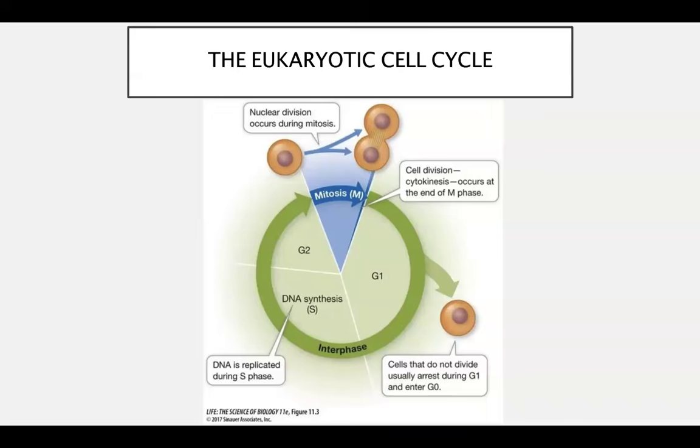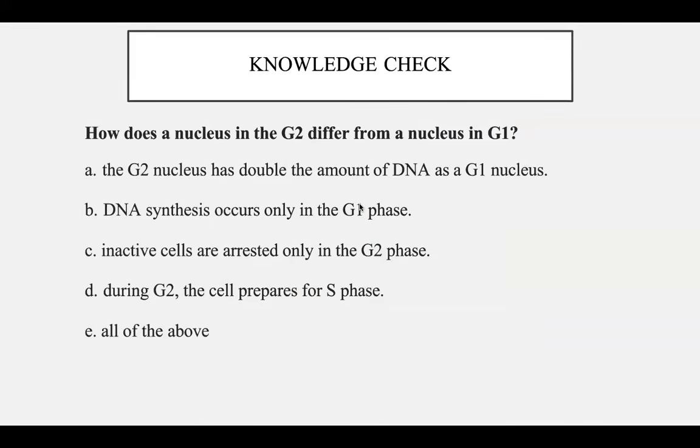Then your G2 phase is all about preparation for mitosis, so synthesizing microtubules to help move your chromosomes, etc. G1 organelles, S is your DNA, G2 is just preparation. Okay. Another knowledge check.